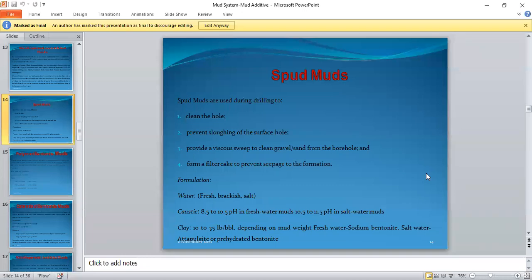Prehydrated bentonite, in the sense that you mix your bentonite in fresh water, then you get some salt water and add it to increase the volume. Well, as time goes on, you understand this one better.